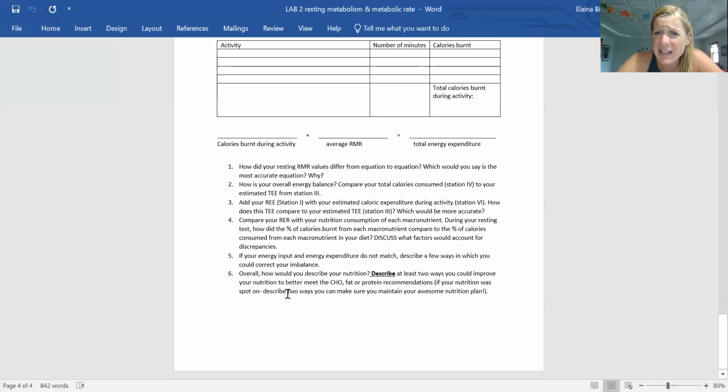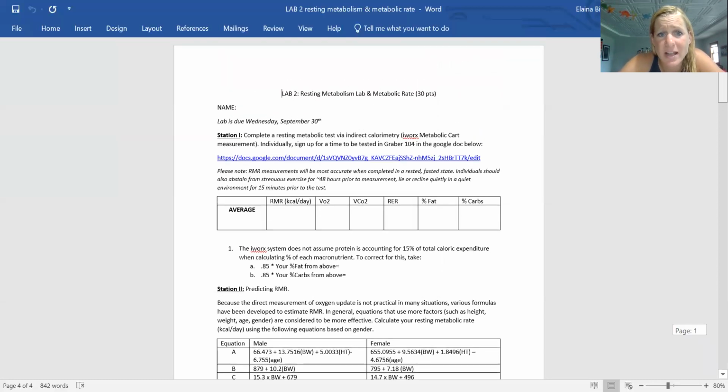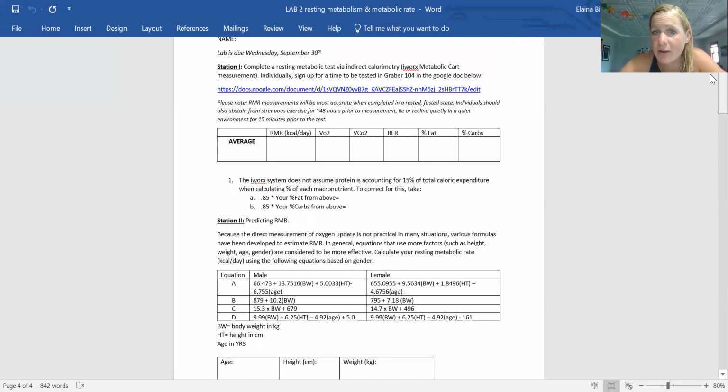I think that's it. The due date is listed here up at the top, Wednesday, September 30th. You should have plenty of time to get this done. And as always, let me know if you have questions as you're working on this assignment.